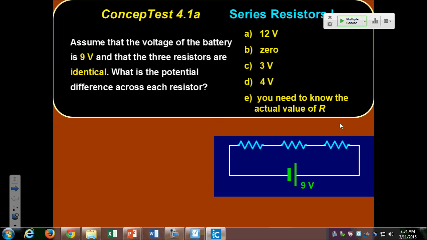So if I have 9 volts here, when we had some rules, the voltages here, here, and here all have to add up equal to this. And since they all have the same resistance, they all have the same voltage. So 3 plus 3 plus 3 equals 9. Excellent.